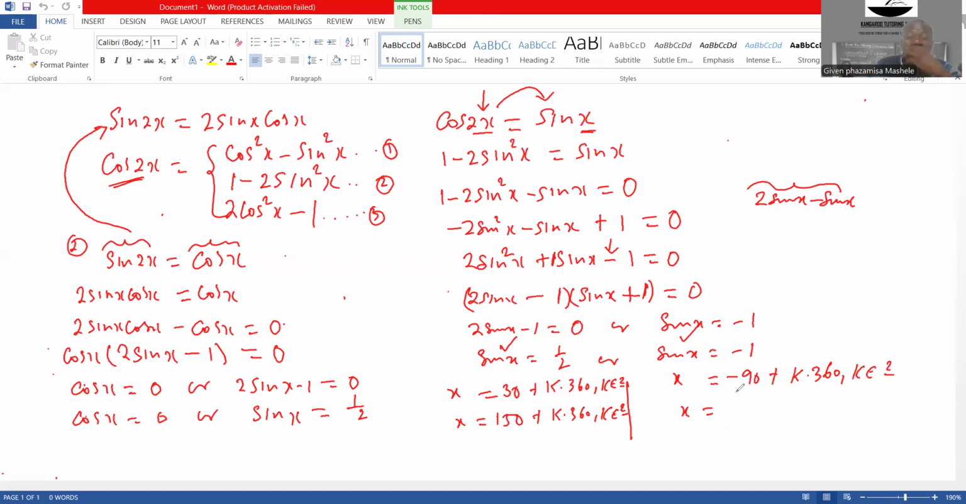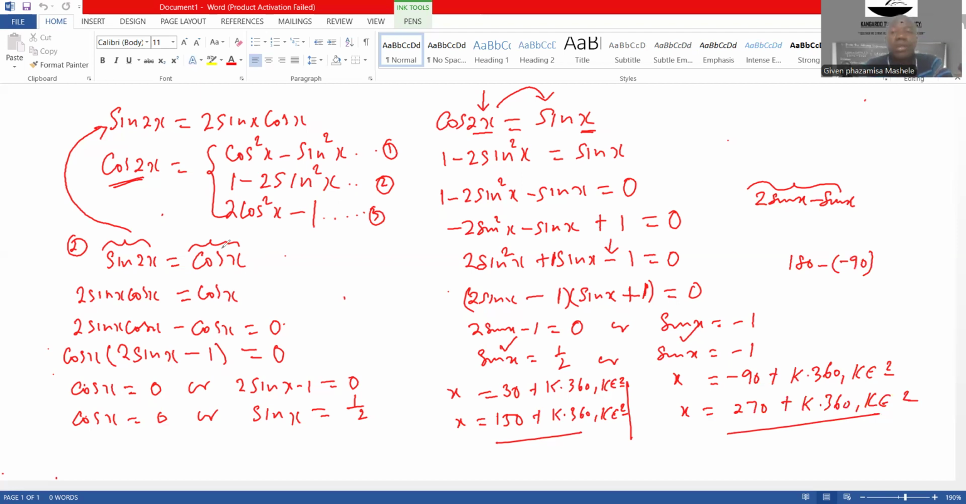And how do we determine the second one? 180 minus the first one. What is the first one? -90. So 180 minus negative 90 will give us 270 plus k times 360 when k is an element of integers. So these are the answers. These are the general solutions for the expression. I believe you are following.